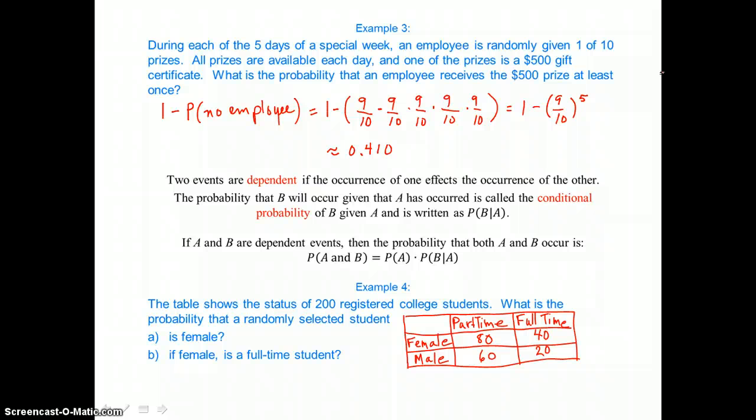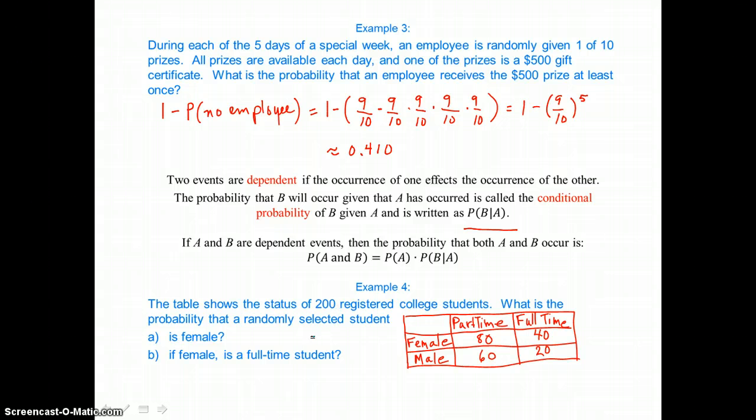Two events are dependent if the occurrence of one affects the occurrence of the other. The probability that B will occur given that A has occurred is called the conditional probability of B given A and is written using this notation. If A and B are dependent events, then the probability that both A and B occur is given by this equation. The probability of A and B is equal to the probability of A times the probability of B given that A has happened. In example 4, the table shows the status of 200 registered college students.